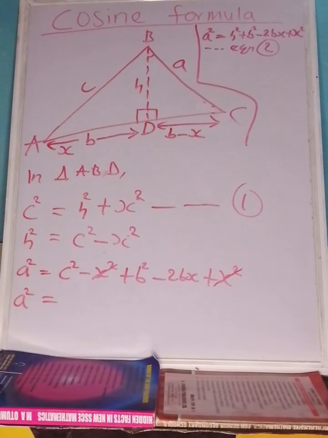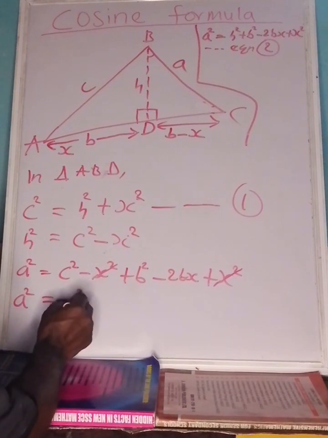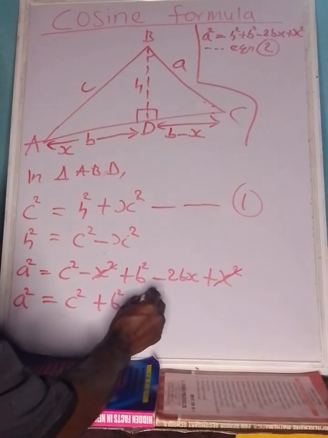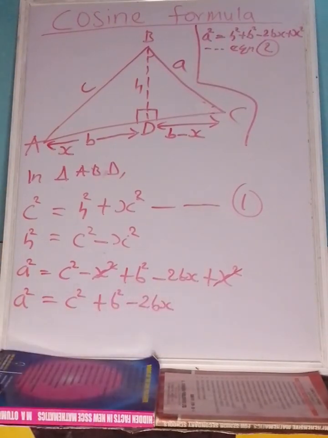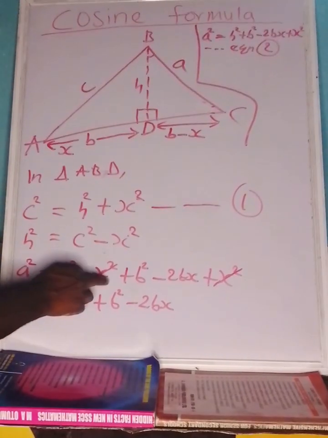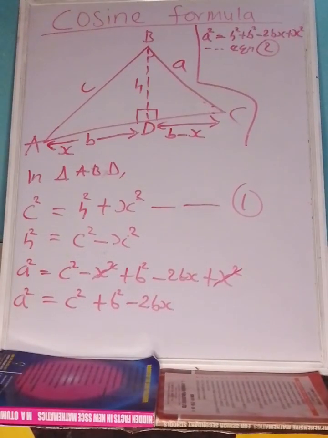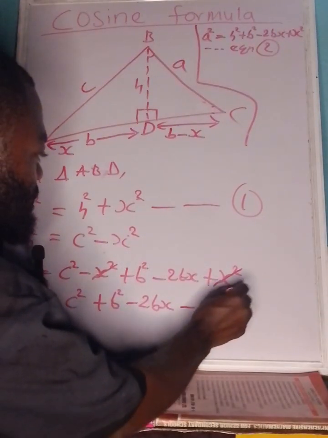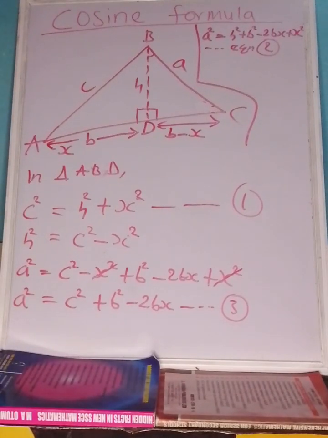So we are going to have c squared plus b squared minus 2bx. This is what we have left, because minus x squared plus x squared will cancel each other. You owe somebody x squared and you have x squared. When you pay, what do you have? You have 0. So let's label this as our equation 3, please. Yes, for clarity, let's label this as our equation 3.